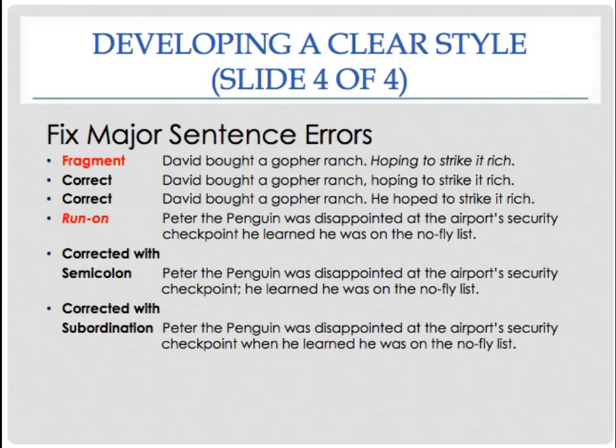And then the other common error is the run-on. Peter the Penguin was disappointed at the airport security checkpoint. He learned he was on the no-fly list. I mean, that's a lot. You're saying way too many things in one sentence. So you can do this by correcting either with a semicolon or with a subordination. So, Peter the Penguin was disappointed at the airport security checkpoint, semicolon. He learned he was on the no-fly list. And then you can correct with a subordination. Peter the Penguin was disappointed at the airport security checkpoint when he learned he was on the no-fly list. And that's the book's attempt at humor, Penguin, no-fly list.